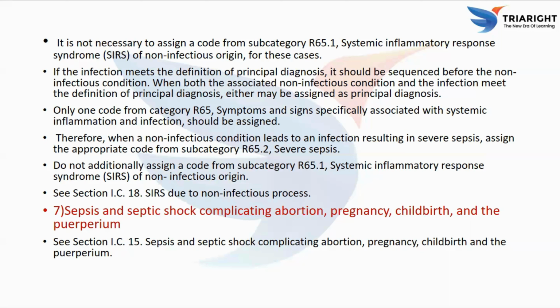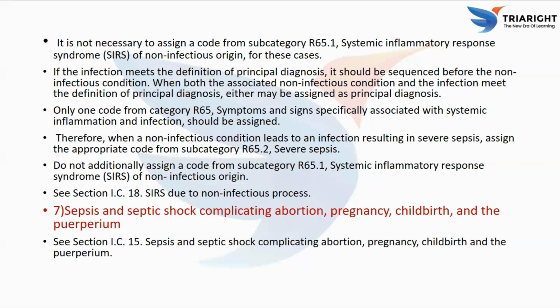So only one code from the R65 category should be assigned. So if you code R65.2 severe sepsis, you must not code R65.1, that is SIRS of non-infectious origin. So one R65 code per patient.